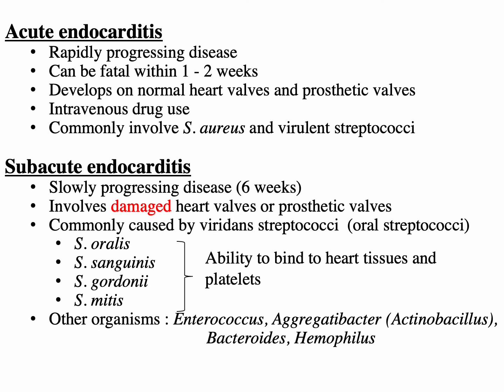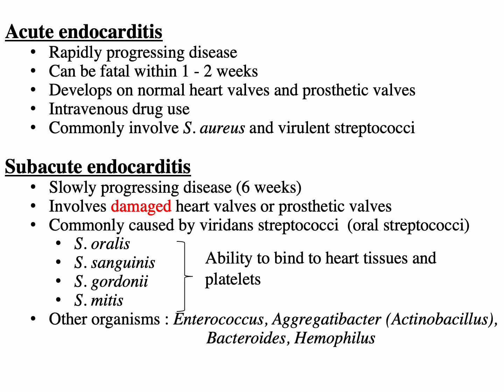So the organisms are different, the speed of the disease is different, and the state of the heart valve or heart surface is different. Those are the three main differences between the two types of endocarditis.